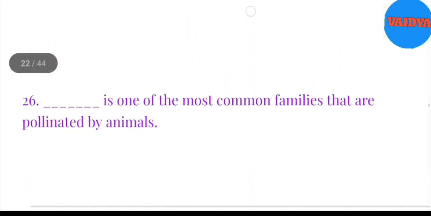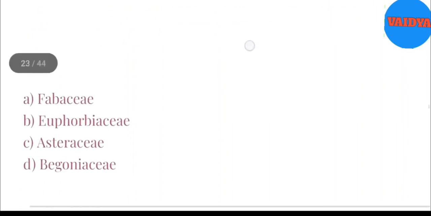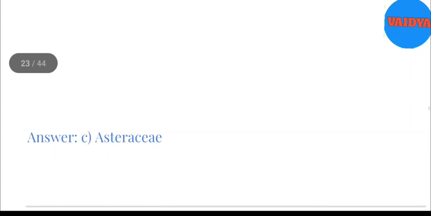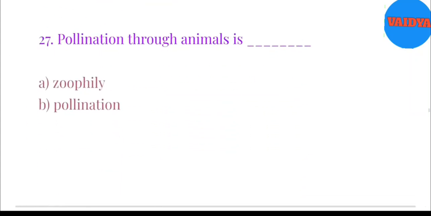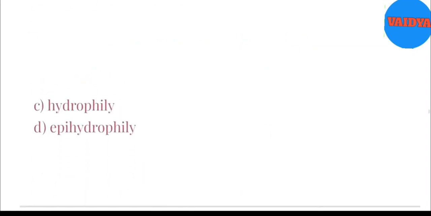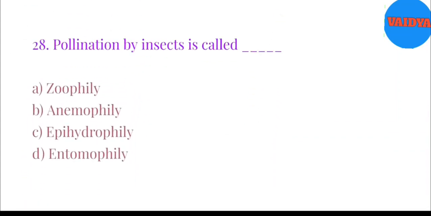27. Dash is one of the most common families that are pollinated by animals. A. Fabaceae. B. Euphorbiaceae. C. Asteraceae. D. Begoniaceae. Answer: C. Asteraceae. 28. Pollination through animals is? A. Zoophily. B. Pollination. C. Hydrophily. D. Epihydrophily. Answer: A. Zoophily. 29. Pollination by insects is called? A. Zoophily. B. Anemophily. C. Epihydrophily. D. Entomophily. Answer: D. Entomophily.